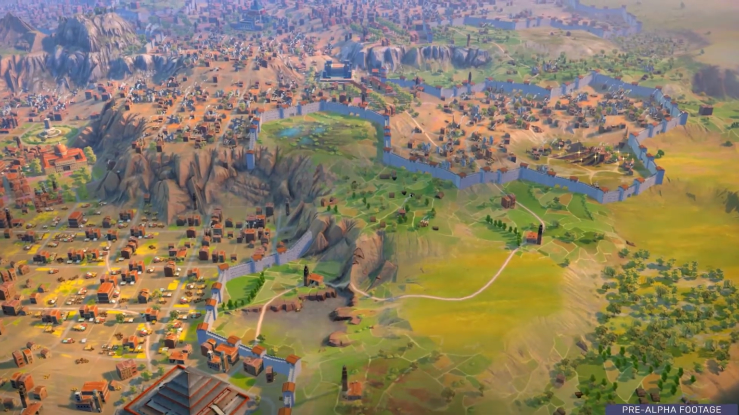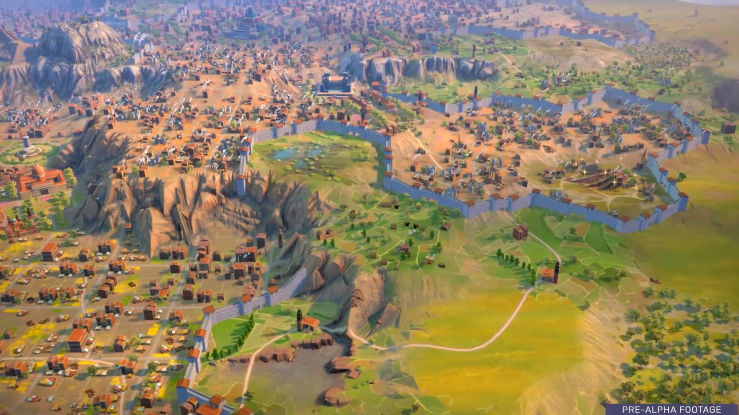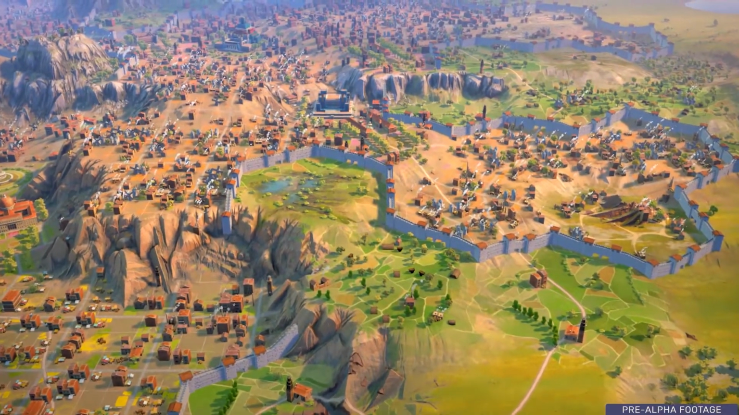So as you can see, ideologies are the result of many decisions. This dynamic system with shifting ideologies over time will help you shape your civilization and the story of your people.